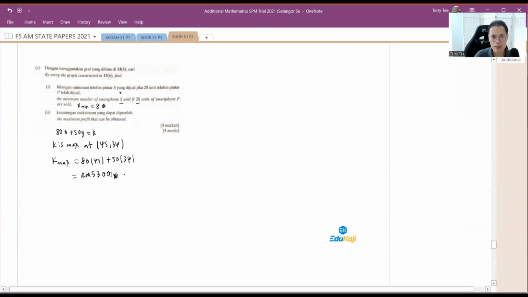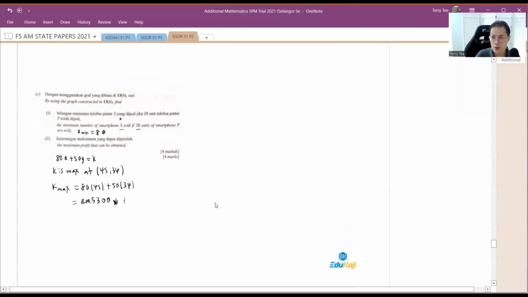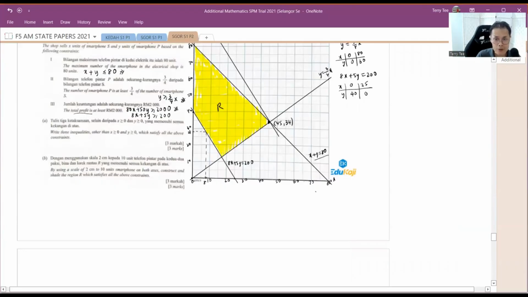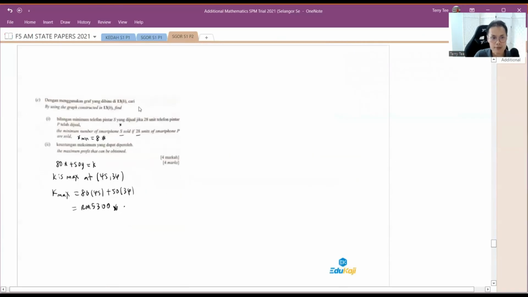But like I said, you've seen what I showed you just now. I use simultaneous equations to solve for this. I can't take 46 because 46 is outside. I can't take 33.75 because it's below. I want it to be inside the region. So I have to take (45, 34). Sometimes your graph may not be as accurate, so you may get a slightly different answer as a result.